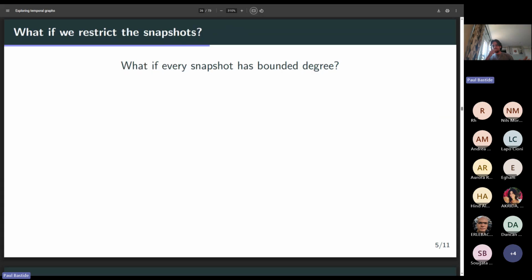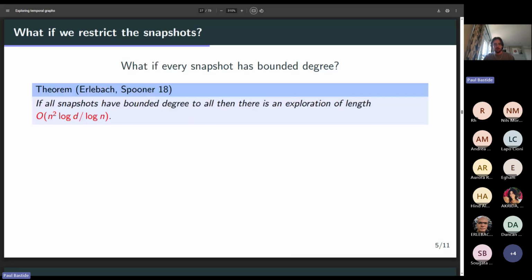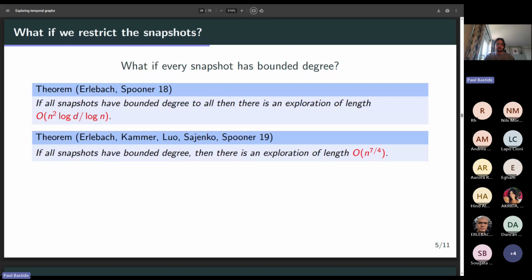So maybe one very natural thing to do is to put bounded degree on the snapshot. So each snapshot has bounded maximum degree. Then in 2018, Erlebach and Spooner proved a sub-quadratic bound by improving it by roughly a factor of log n, showing that this worst example of the star is not going to be matched in this case. And it was then improved one year later by Erlebach, Kammer, Luo, Sajenko, and Spooner to a polynomial factor lower than n squared, n to the 7/4.